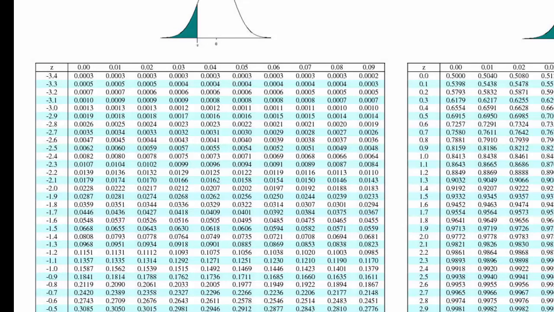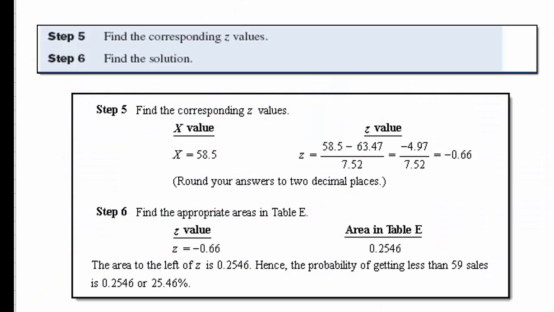Using this example of a z-table, if we find 0.66, I've got 0.2546 right there, and I know that may be hard to see. There's our area in table E: 0.2546. That was the number we were looking for. So the area to the left of z is 0.2546. The probability of getting less than 59 sales is 0.2546, or 25.46%.